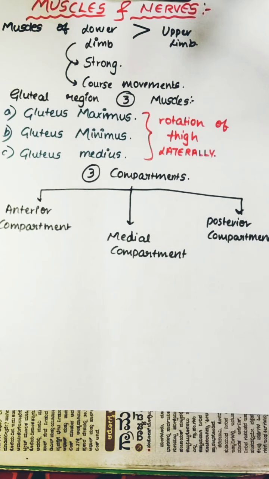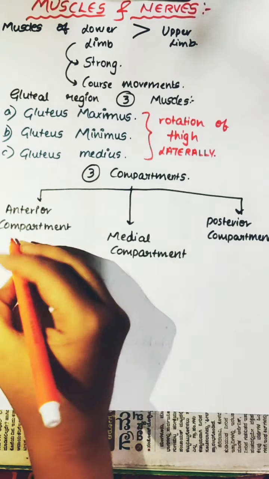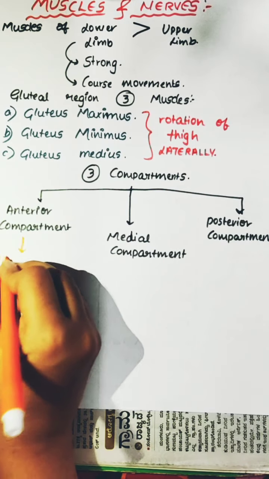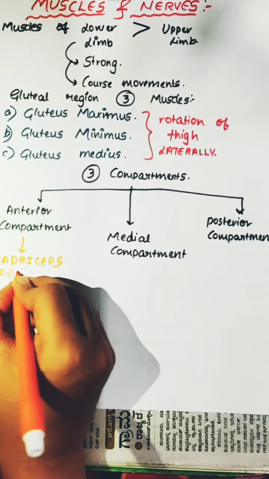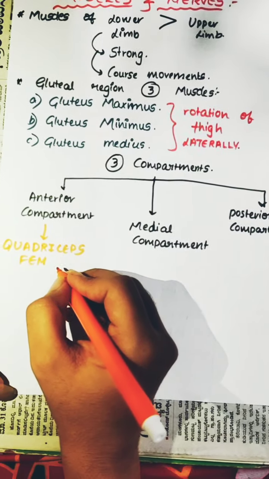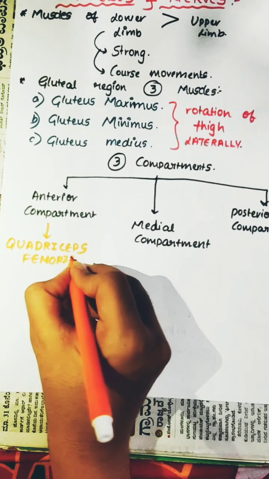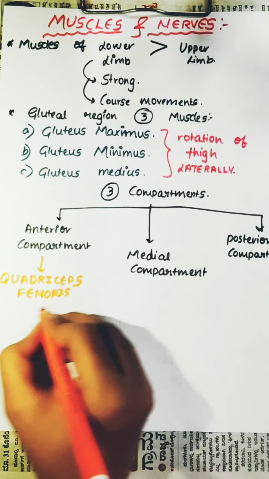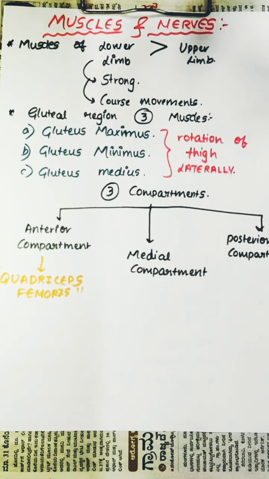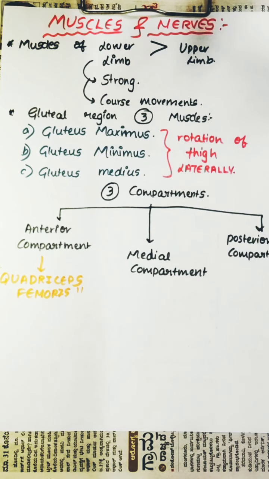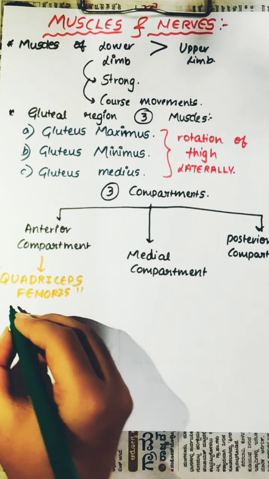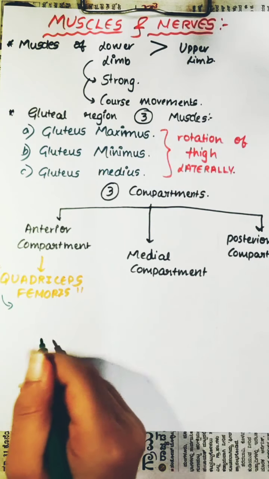This anterior compartment mainly consists of the quadriceps femoris muscle. You'll be studying all these 4 muscles. Quadri means 4, so there are 4 muscles present in this region. You'll be studying all these muscles in detail in the upcoming videos. I'll just say the names of these 4 muscles.